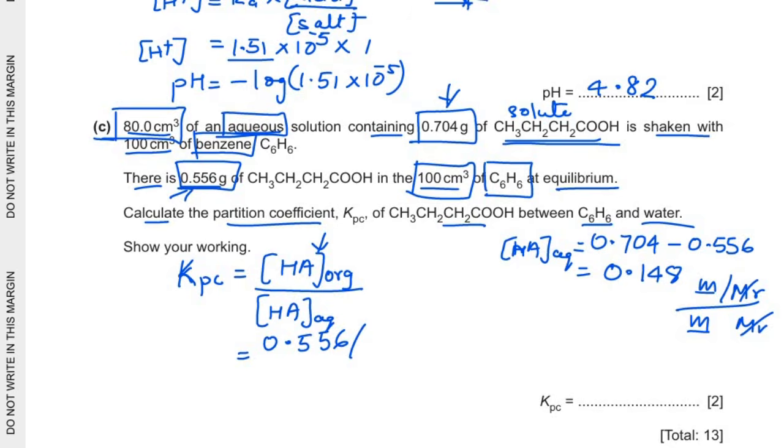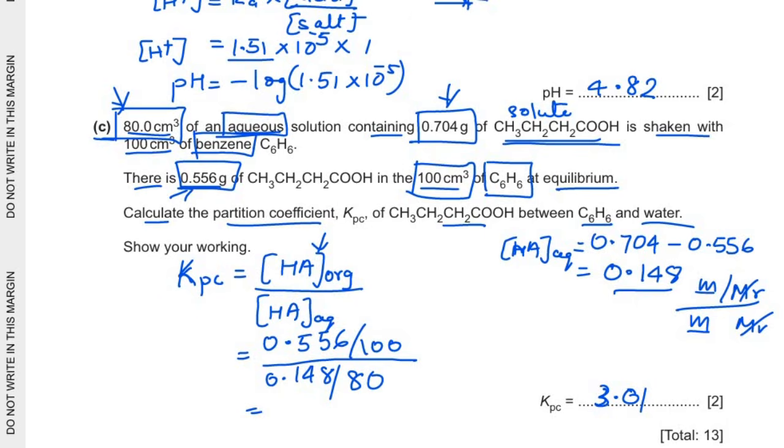So 0.556 divided by the volume of benzene as a solvent, which is 100, divided by the concentration of acid in water. Now what is left in water is 0.148 grams. So 0.148 gram divided by its volume, which is 80 centimeter cube. So 80. Now if we substitute all these values, we get 3.01. That is the partition coefficient of butanoic acid in benzene and water.